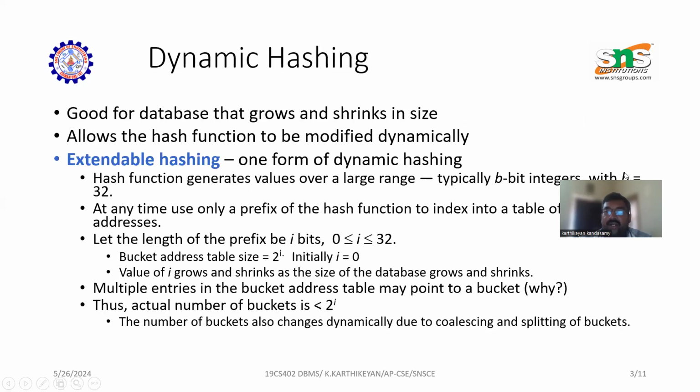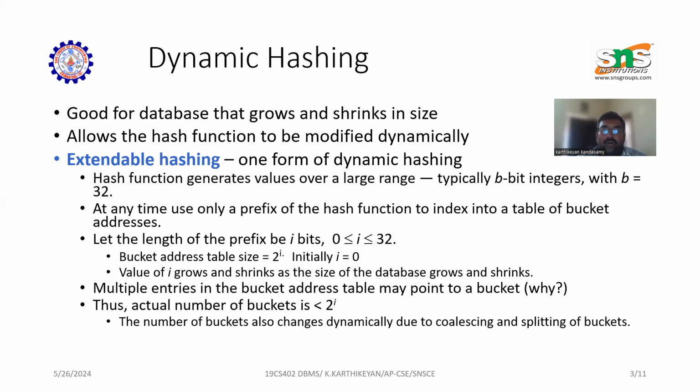So, dynamic hashing is good for a database that grows and shrinks in size, and allows the hash function to be modified dynamically. Extendable hashing is one form of dynamic hashing. The hash function generates values over a large range, typically b-bit integers with b equal to 32. At any time, use only a prefix of the hash function to index into a table of bucket addresses. Let the length of the prefix be i bits, 0 less than or equal to i less than or equal to 32.